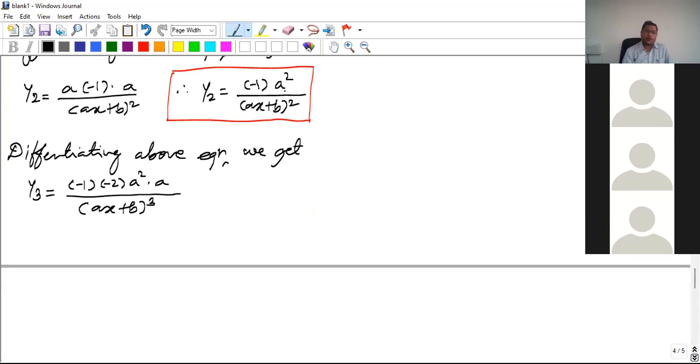So minus 1 a square remains as it is. The 2 in the numerator will give us minus 2. So minus 2 comes here, and the derivative of this term is going to be a. So we can write y3 is equal to minus 1 square into 2 factorial into a cube upon (ax plus b) bracket cube.